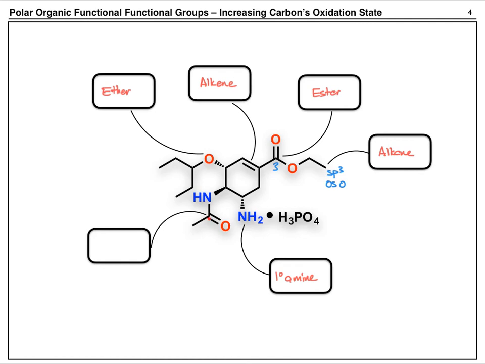This last group, it's a carbon bound to 1, 2, 3 heteroatoms. So we're at oxidation state 3. We have a C-O pi bond, then a bond to nitrogen. So this is an amide. The amide is bound to 1, 2 carbon groups, so it's a secondary amide. So what we've done on this slide is identify 1, 2, 3, 4, 5, 6 functional groups present in Tamiflu.